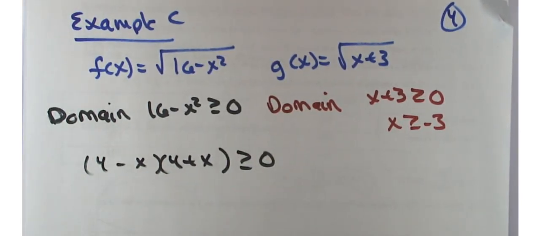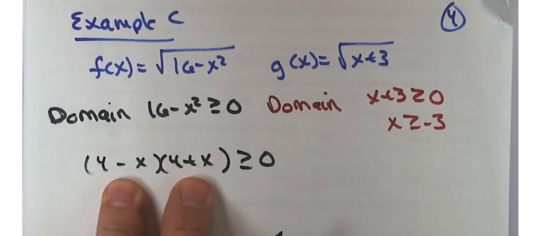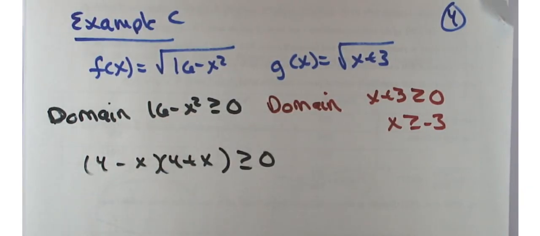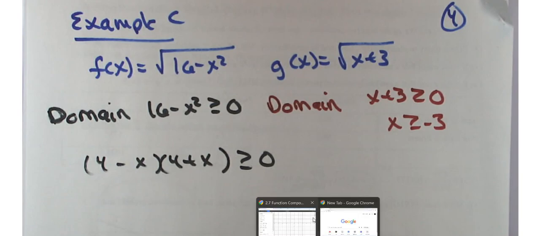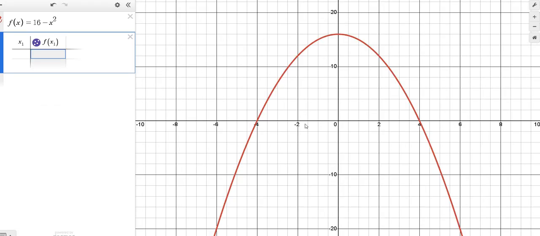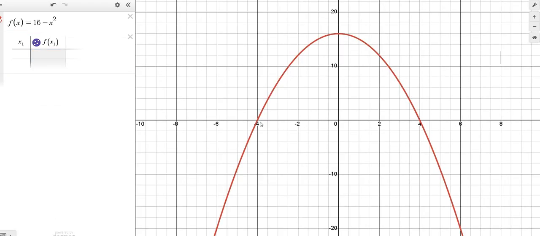The only place that this can change sign is where this actually equals 0. By the way, what would the graph of this look like? 16 minus x squared. Can anyone tell me what that graph would look like before I pull it up on Desmos? Upside down parabola? Yeah, upside down parabola. And there it is. In fact, you can see these points where the function crosses the x-axis. They're exactly where Aurora predicted them, at 4 and -4.